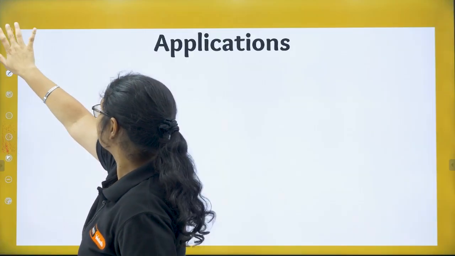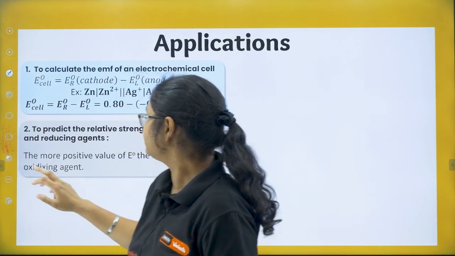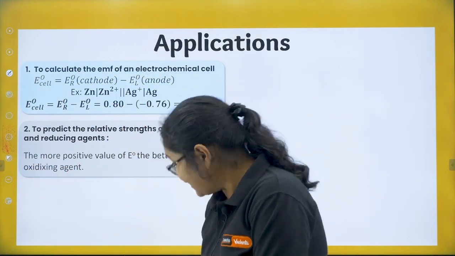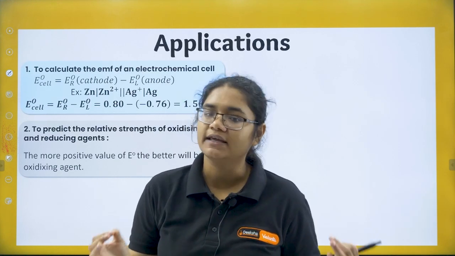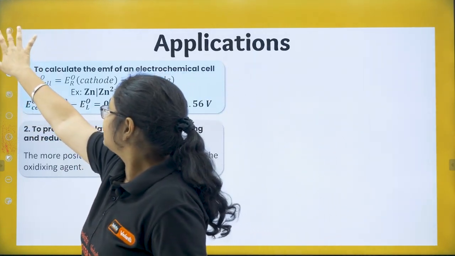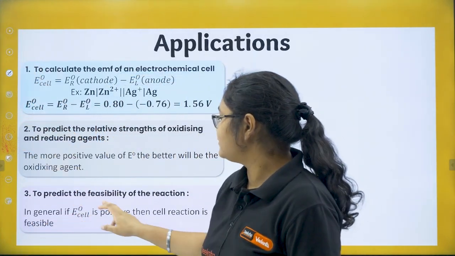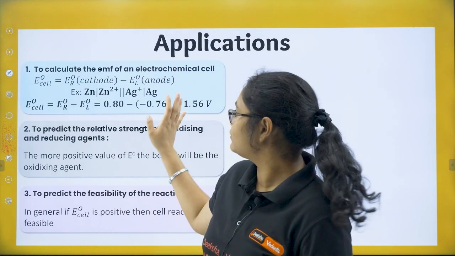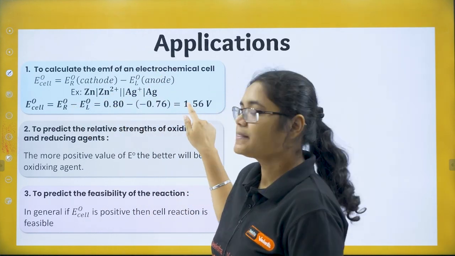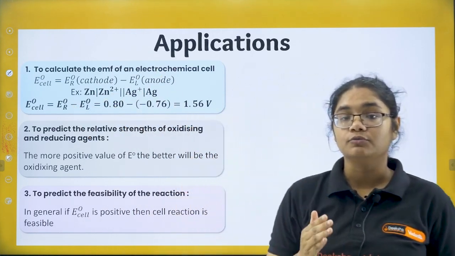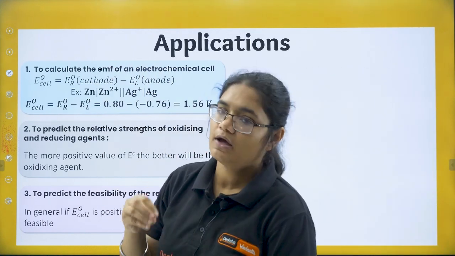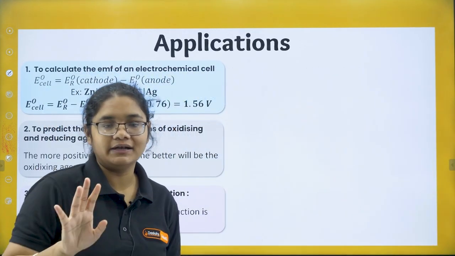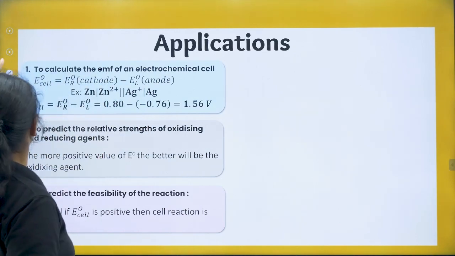Okay, and vice versa. So I have here the second option. The more positive the E naught value, the better the oxidizing agent, or the greater the oxidizing power. Let's see the third application, to predict the feasibility of the reaction. When you calculate the E naught of the cell, if it comes out to be positive, then the cell reaction is feasible, or that cell reaction will take place. Okay, so you should be knowing that.